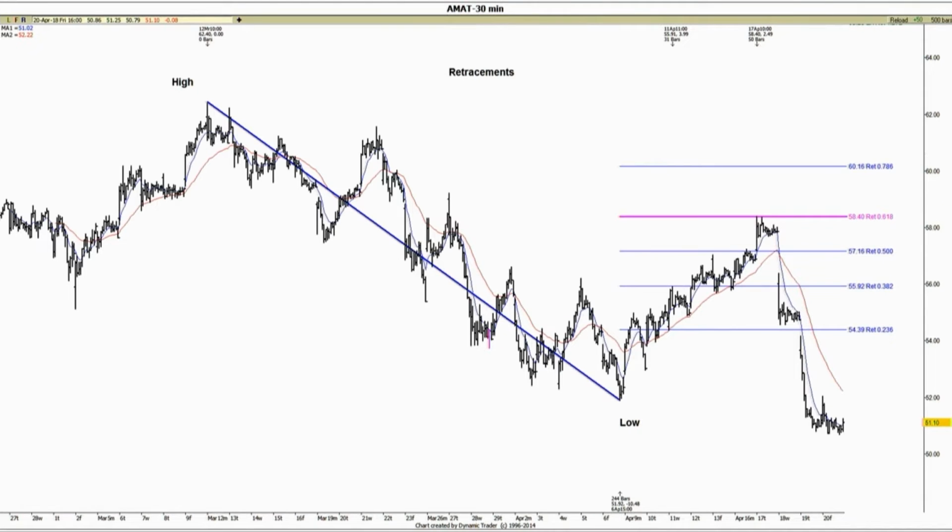Here's another example of a simple retracement. This is a 30-minute chart of AMAT. I took a prior high to low swing and ran the retracements. No reaction in the first three levels, but again, at the 618 retracement, we did see a healthy reversal.